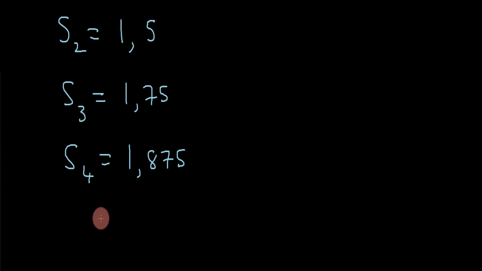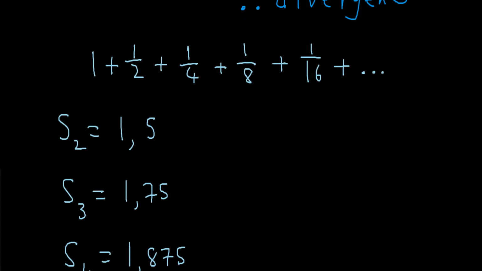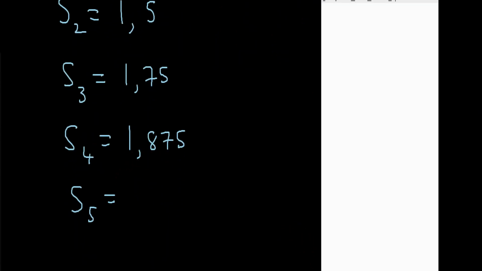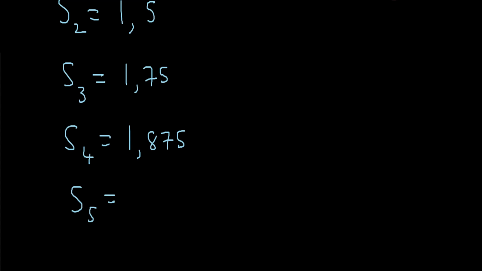Then the sum of the first 5 terms, we're going to add a 16th to 1,875. So plus 1 over 16. And it's 1,9375. And of course, we can keep on adding terms.